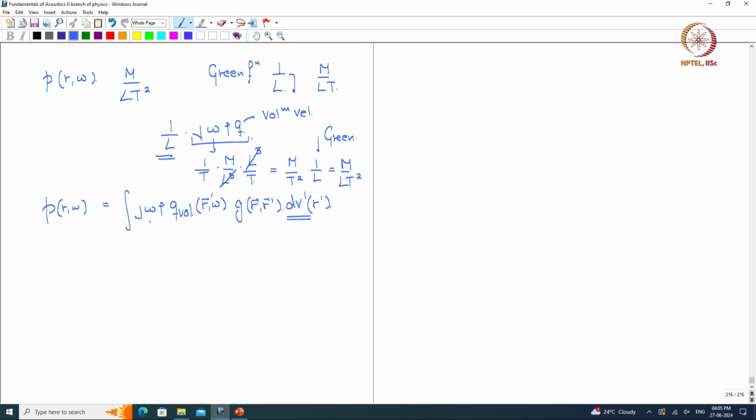So let's just check. This gives me 1 over T. This gives me mass per unit volume. This gives me volume velocity per unit volume. This gives me 1 by length. This gives me L cube. So if I cancel L cube, I get m by L t square, which is pressure. Okay. So now this is volume velocity per unit volume.